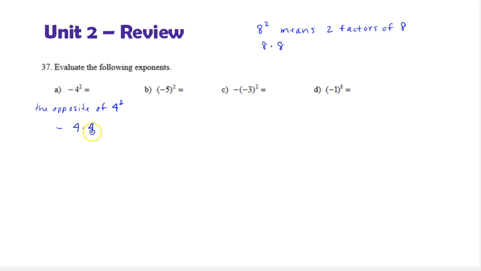So we're taking 2 factors of 4. We don't have 2 opposites. Now 4 times 4 is 16, and our result is negative 16.